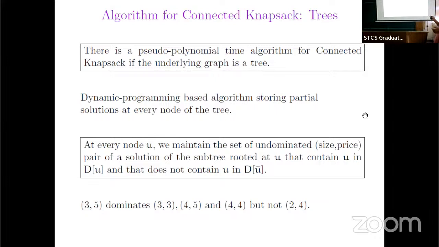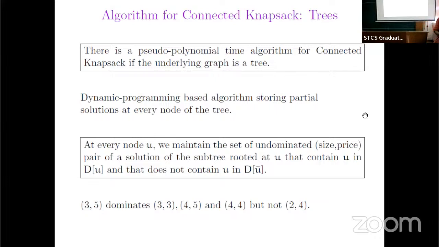We store a solution, which is a subset of vertices, so a subset of items. We store this pair, their size and price. This tuple we store, and for which solutions? So remember, the underlying graph is a tree. We first make it rooted arbitrarily at any node. So I now have a rooted tree.